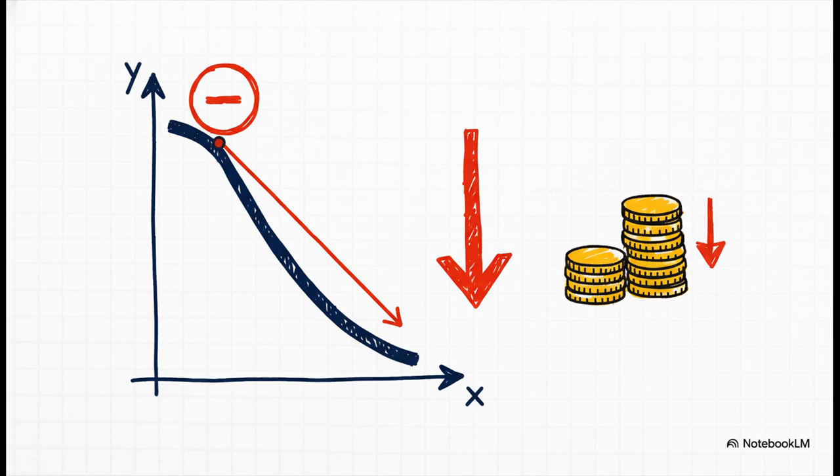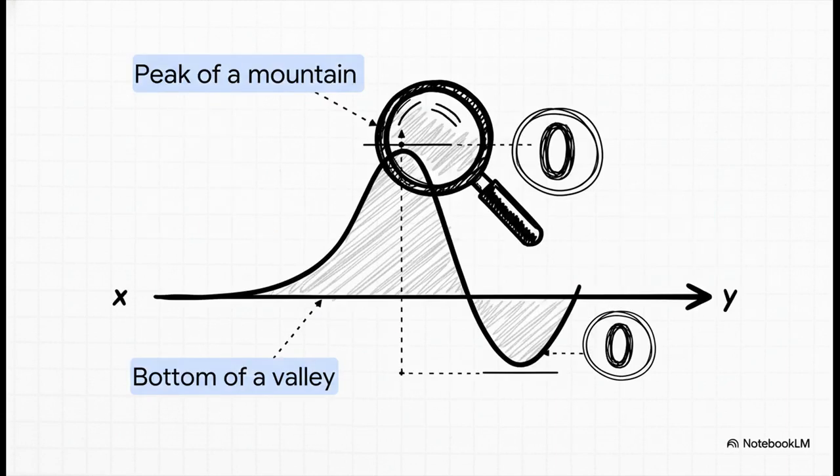And you guessed it, if the derivative is negative, the exact opposite is true. The graph is sinking, it's going downhill. For our company, this would be fantastic news, right? It would mean our costs are actually decreasing at that point. But what happens when the derivative is exactly 0? Now this is the crucial moment. This is the big one.